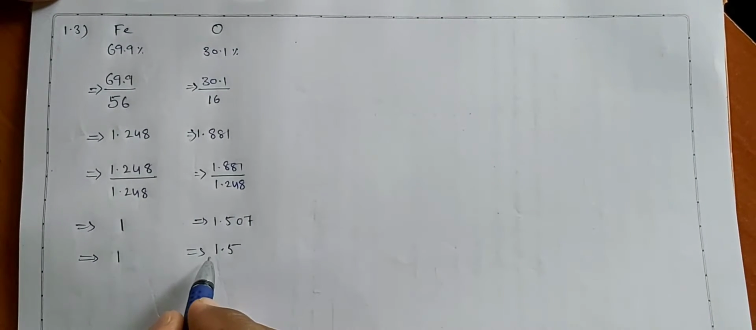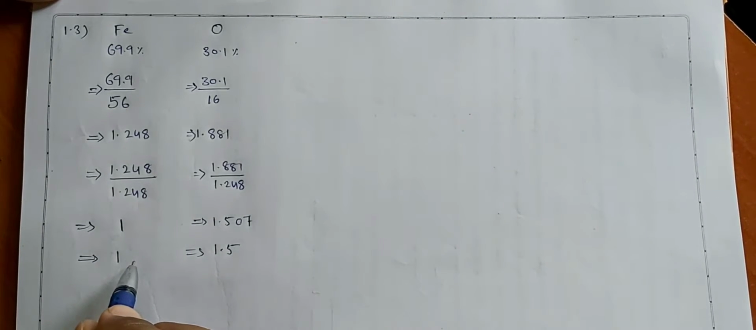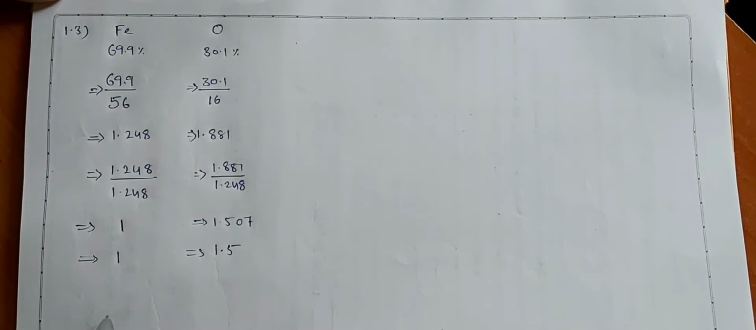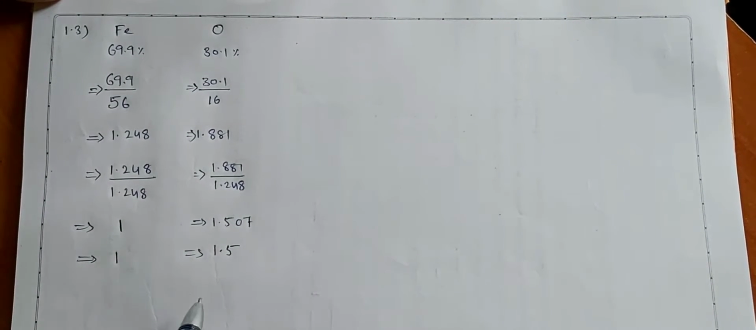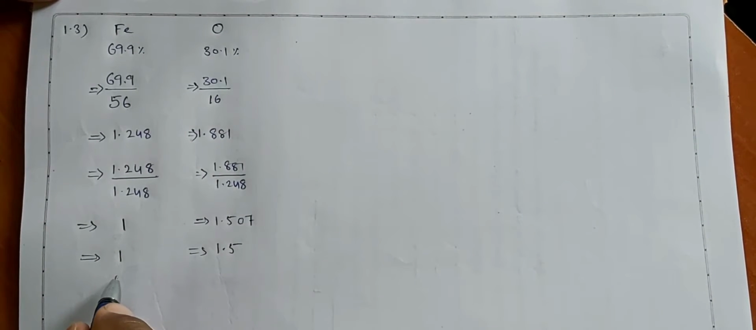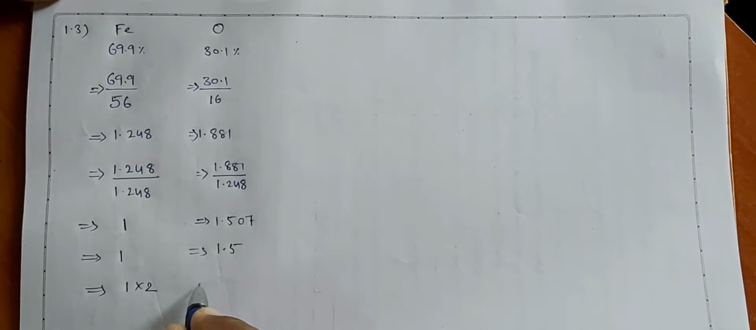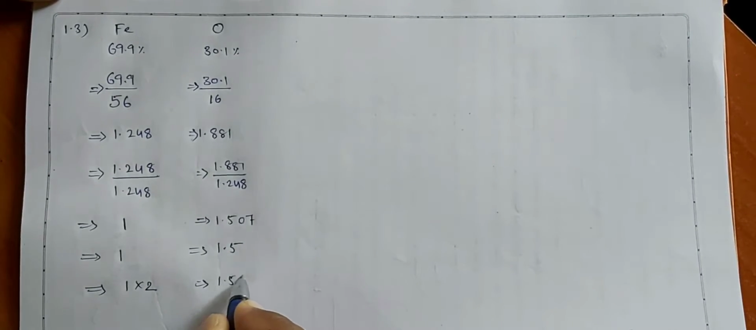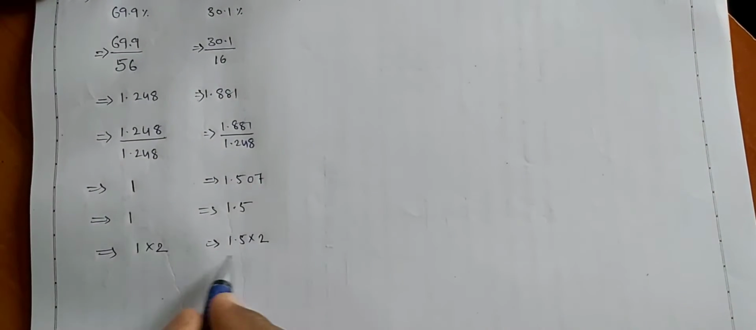For example, 1.5, if it is multiplied with 2, you will get 3. 1 is multiplied with 2, you will get 2. Is it correct? 2 and 3, those are normal without fractional values. Without decimals, we are getting the whole numbers, correct or not? So I am going to multiply these two values with 2.